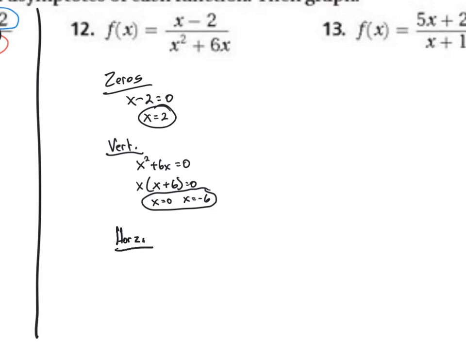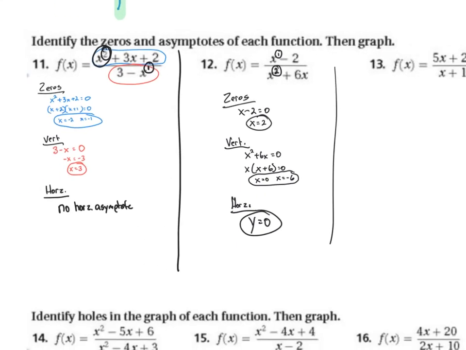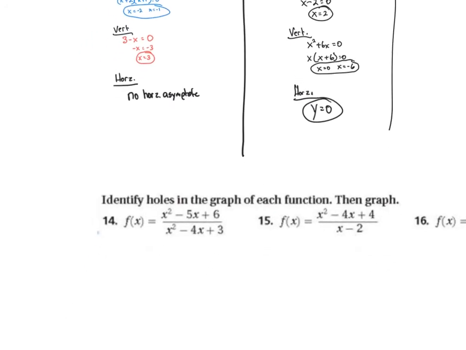Horizontal asymptote. Okay, here we go. Degree on the top is smaller than the degree on the bottom. It's an automatic y equals 0. That's my horizontal asymptote. All right, good. All right, let's move on to the next one.